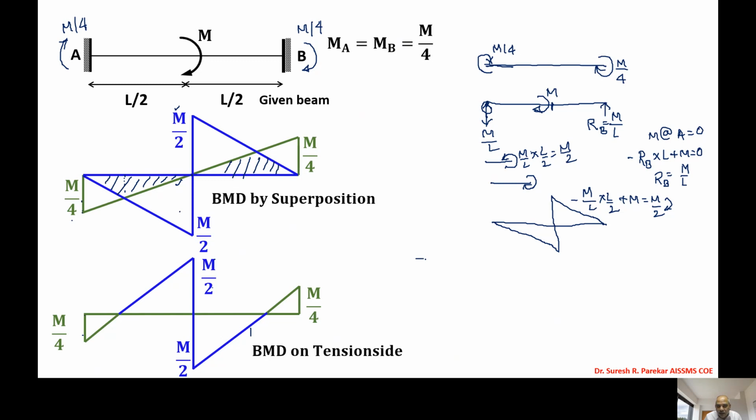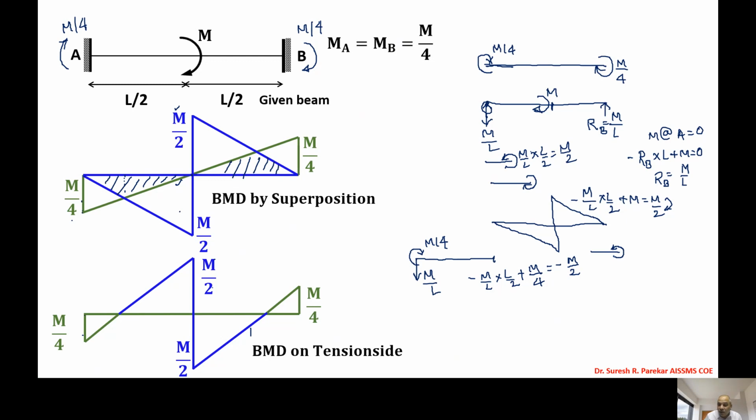Now if we try to plot this, you can see we have this value as M by 4. Now the value we have here is the reaction, which is M by L. Now just left, if we calculate the value, then I have minus M by L into L by 2 plus M by 4, and we will get M minus M by 2 plus M by 4 minus M by 2. Minus M by 2 means we have anti-clockwise, and then we have this value that is anti-clockwise.